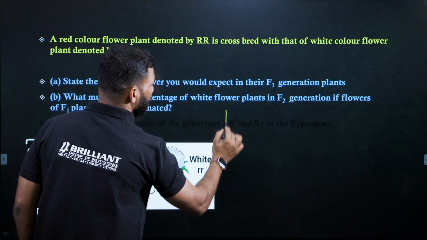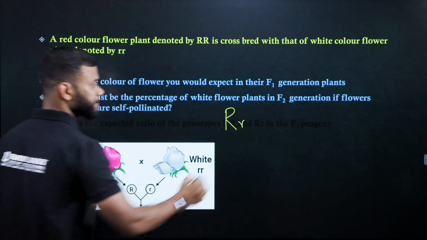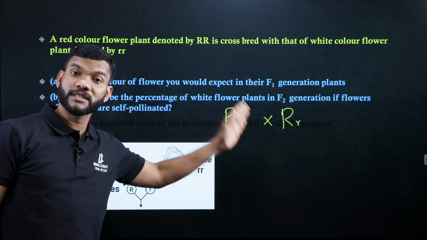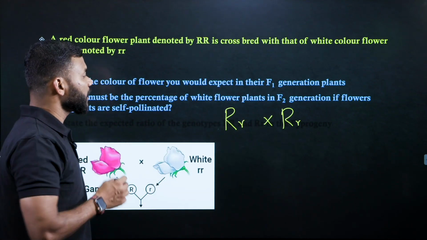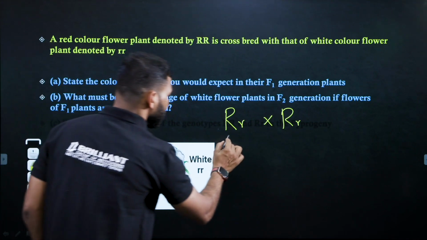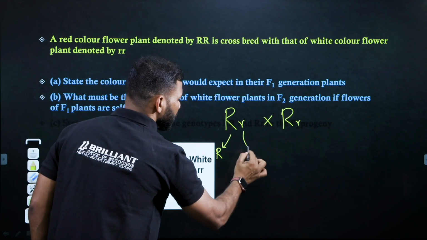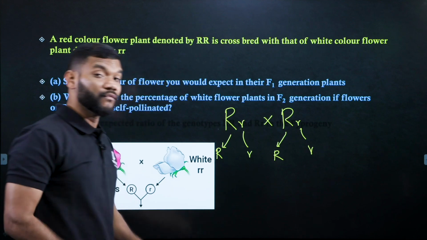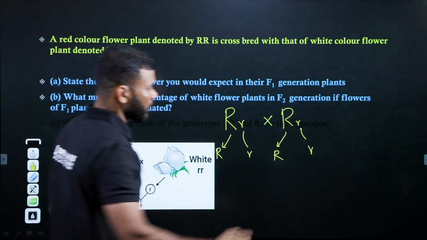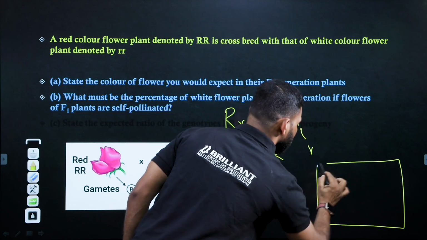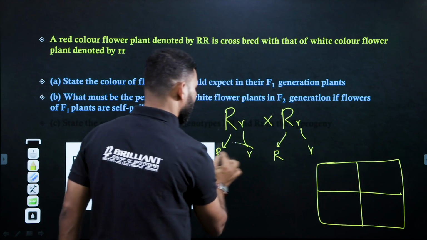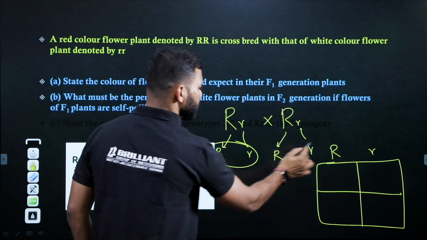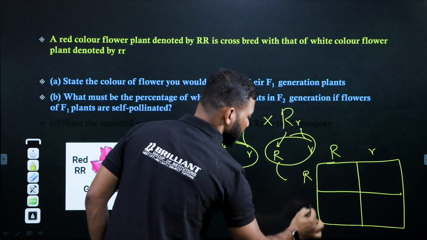Now, this is our F1 generation, capital R small r, crossed with the same F1, capital R small r. That is what is called selfing. Now, how do we get the gametes here? Here also you will get one capital R and one small r. Now we need to make a Punnett square, right? So let us make the Punnett square. Suppose this is the Punnett square. These two gametes, capital R and small r, we arrange here, and these two gametes come here, capital R and small r.